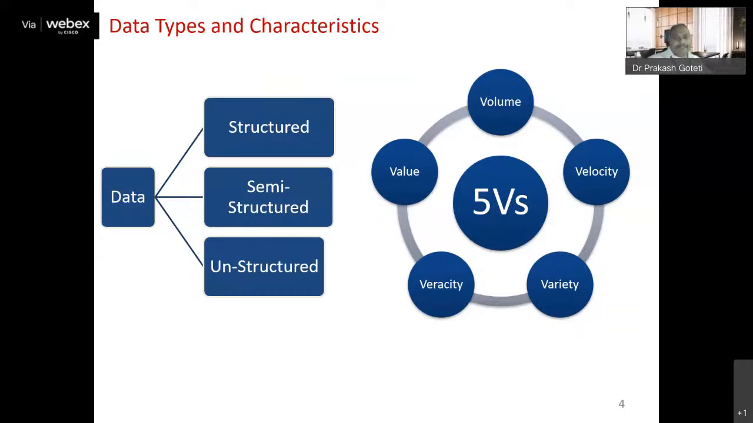Value. At the end, when you deal with all these tasks that you perform, we often call them workloads. When you perform all these workloads, essentially we need to derive some kind of business value. So value refers to the outcome of this whole exercise. That means what kind of business value the data at hand can provide.